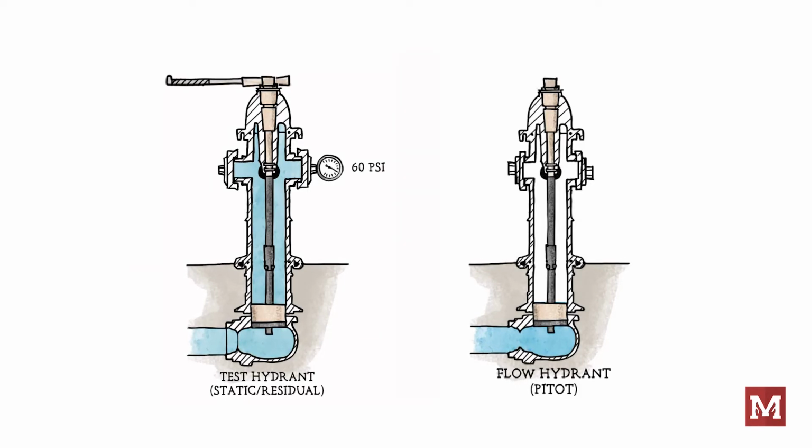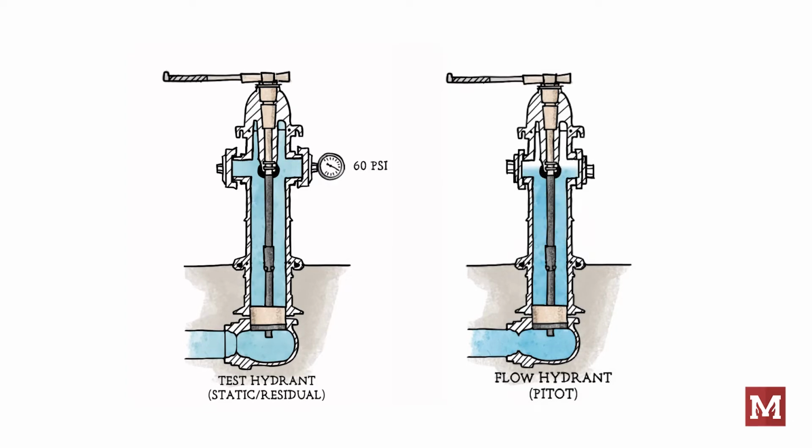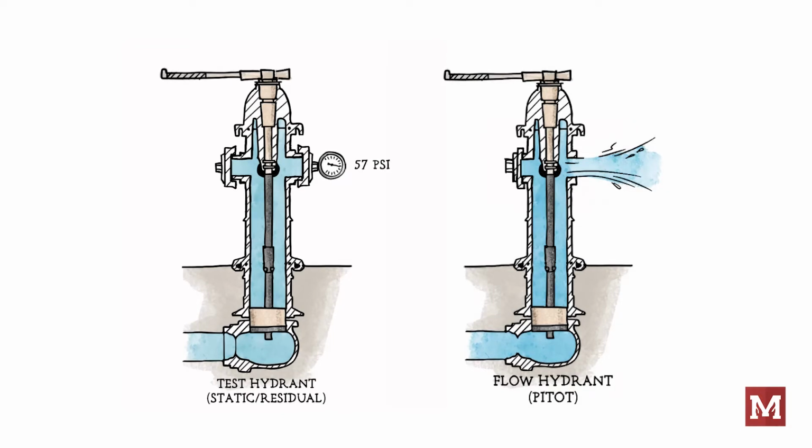We establish this pressure as the static pressure that's at a no flow condition. So let's chart this on our graph. Our second step is that we open up the flow hydrant until we have a somewhat consistent flow coming through this flow hydrant. In this first example, let's say we only open up the hydrant a little bit.